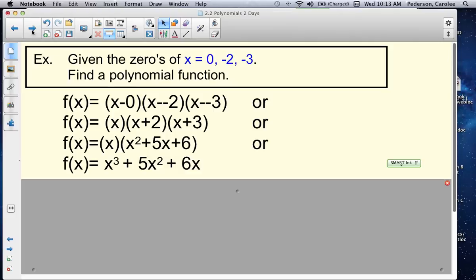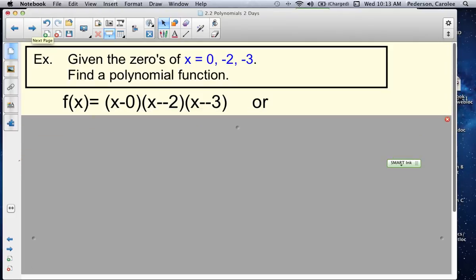Oh, I forgot these. No, it's not. These go fast. I would just write one of these down. So now we're going to the opposite. We're going to give you the zeros, so the x-intercepts, and we want you to write a function. And there's multiple answers that can exist.